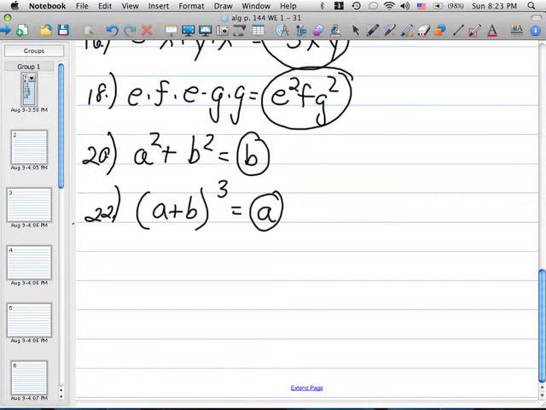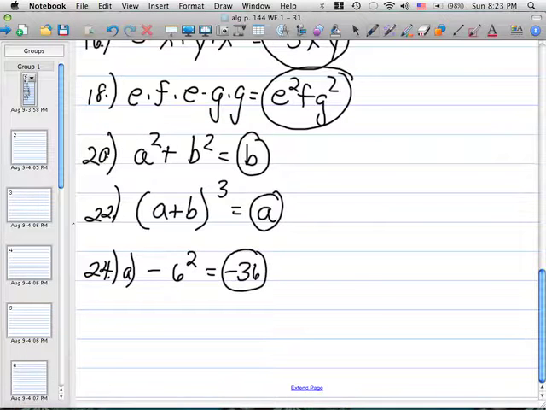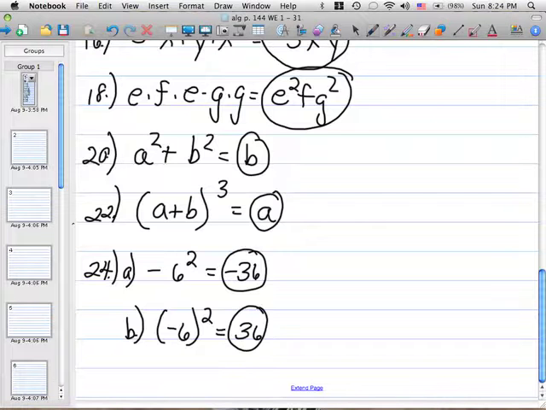And then 24 through 31, you have two parts, count them each as a separate problem. 24a, you have the opposite of 6 squared. 6 squared is 36, the opposite of that is negative 36. Remember, the exponent belongs to what's in front. Since the parentheses are not there, it has to be negative 36. Skip a line. B, this time they use the parentheses, and it's the quantity negative 6 squared. So that's negative 6 times negative 6, which is positive 36.